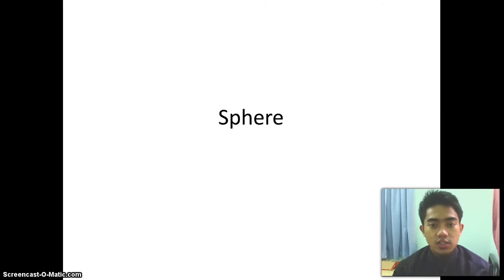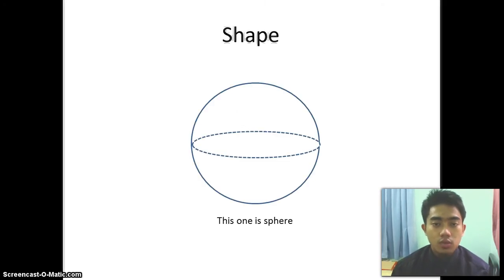Today I will talk about sphere. Sphere is a shape that we know as the shape of the earth, a ball, and something that is round. Round is one shape, but sphere is another shape that is different from round. So we move on to the shape of the sphere. This is the shape for the sphere.